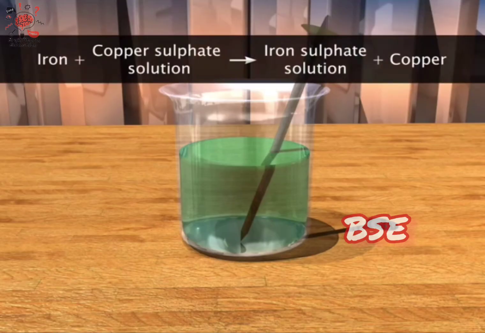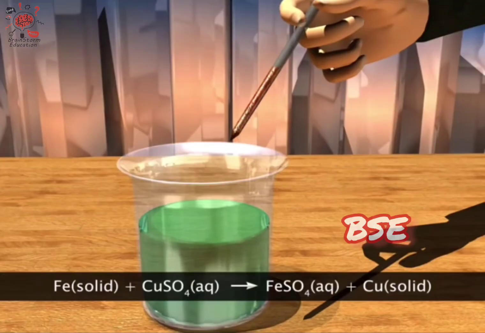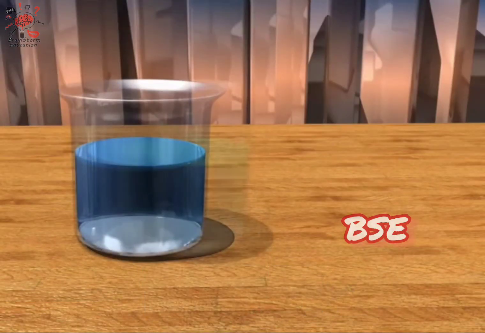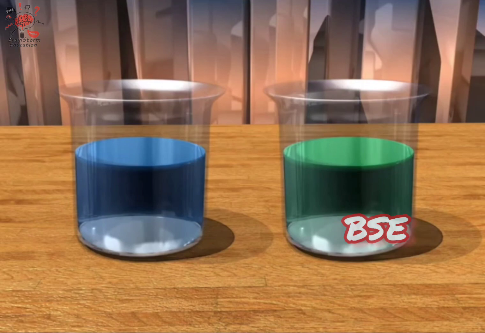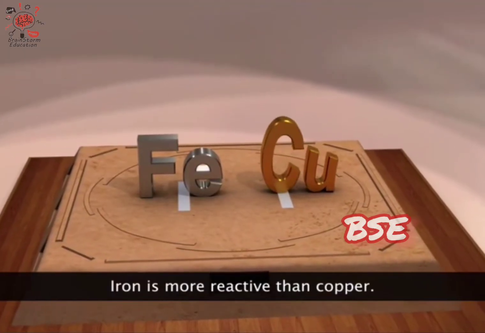Iron displaced the copper in the solution, resulting in the formation of iron sulfate. This displaced metal is deposited on the iron nail as copper. The copper sulfate solution turned pale green to indicate the presence of iron sulfate. Thus, iron, which is more reactive, displaces copper.